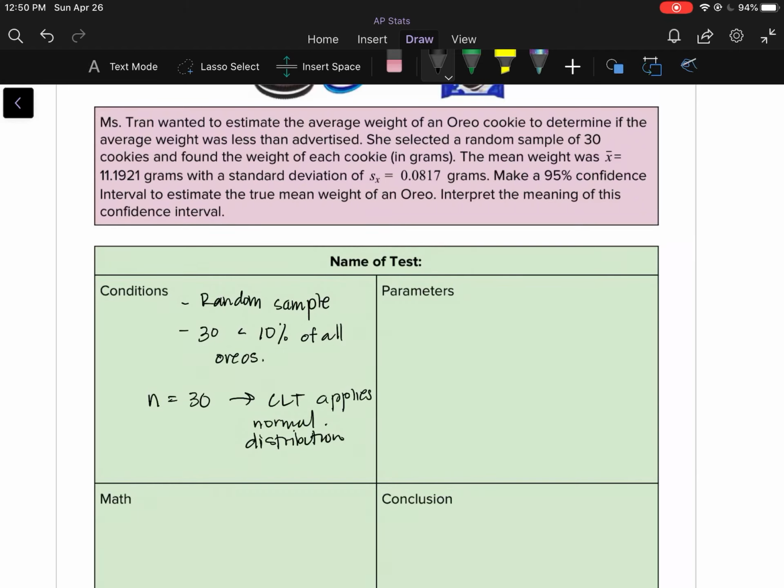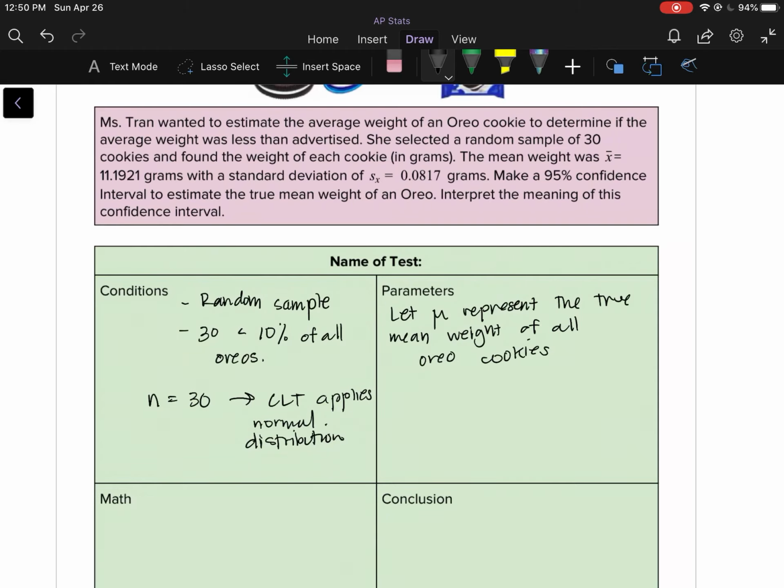Okay. So what are the parameters? Well, let mu represent the true mean weight of all Oreo cookies.